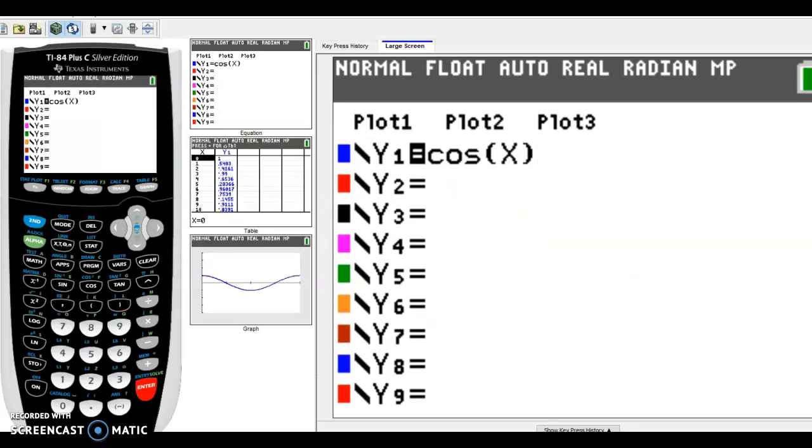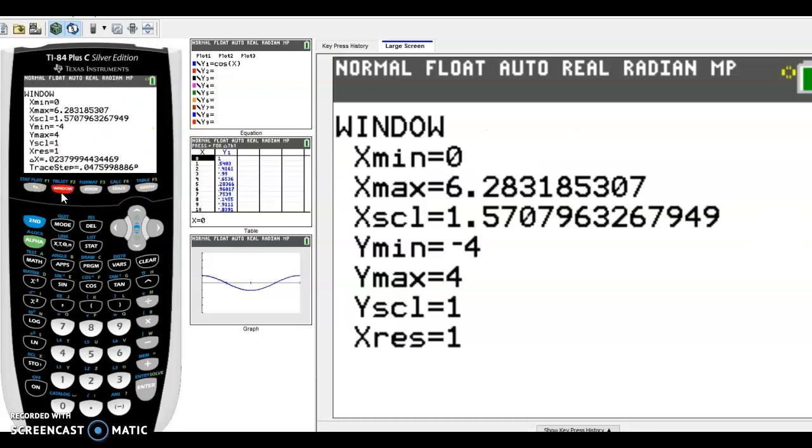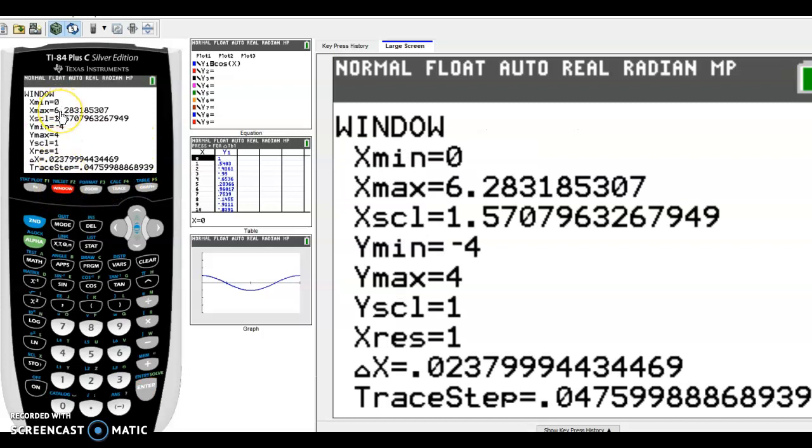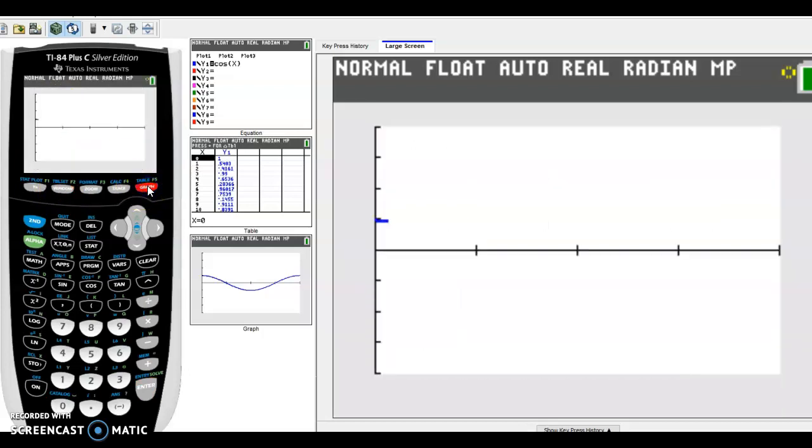All right, so what I did was I turned on my calculator here and I put in cosine of x into my calculator. I set my window so that I'm going from 0 to 2 pi here. So, and I'm going to graph the curve. So here's the cosine curve. It's a little bit longer than what we had before.